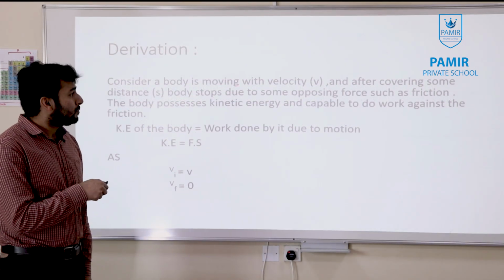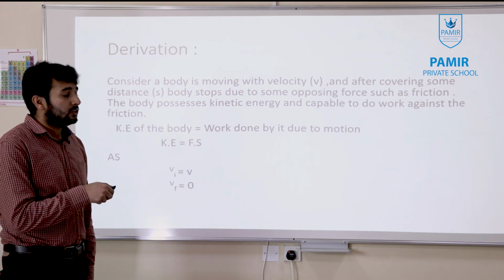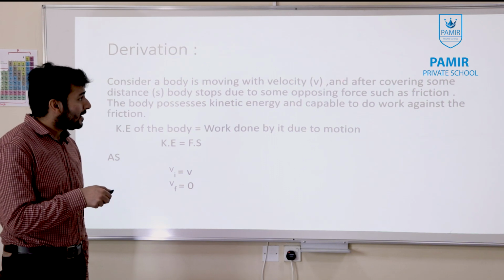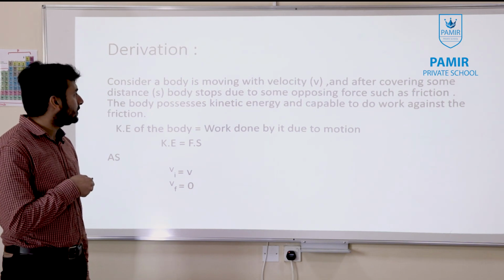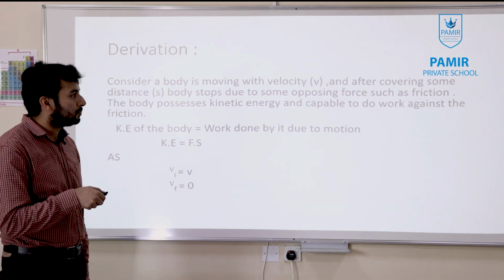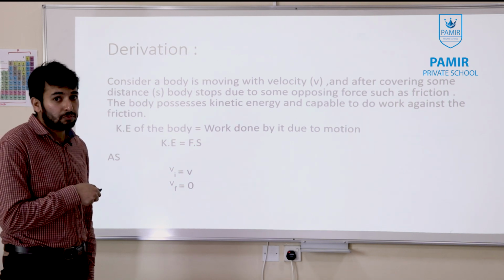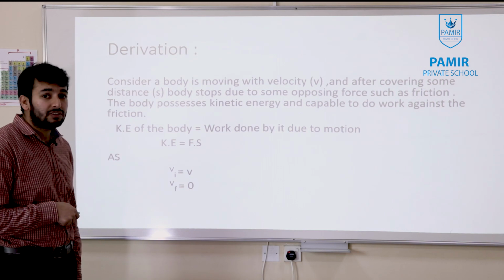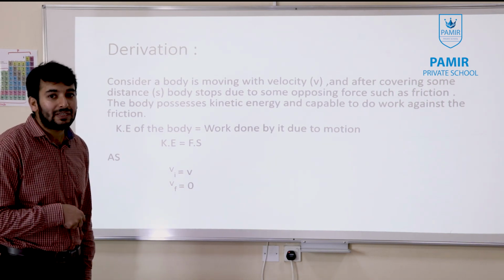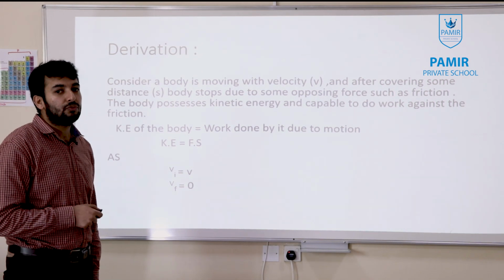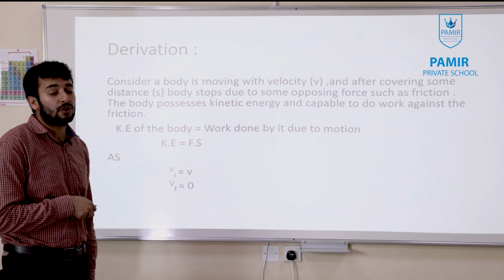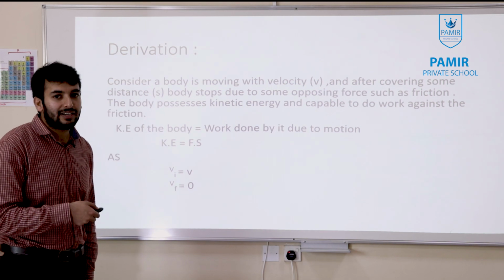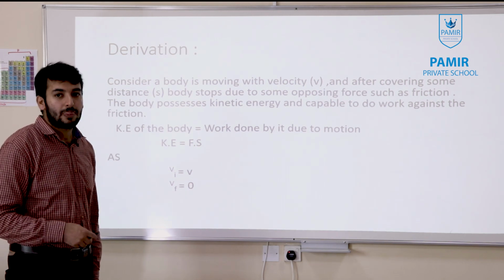We have assumed that the body is moving with velocity v, so its initial velocity will be v. After covering some distance, the body stops due to some opposing force such as friction. So its final velocity will be 0, because stop means there is no velocity. So we have two assumptions: the initial velocity is v and the final velocity is 0.